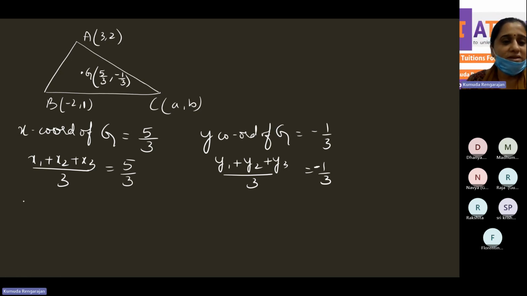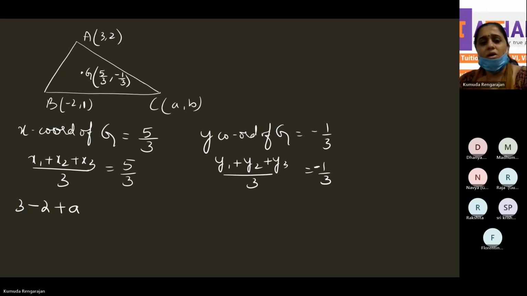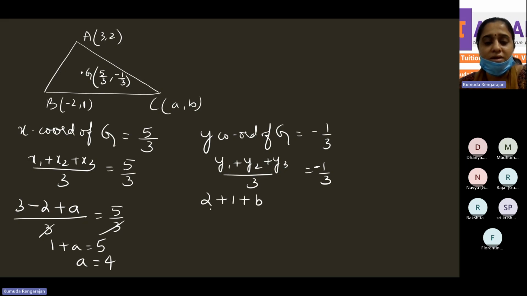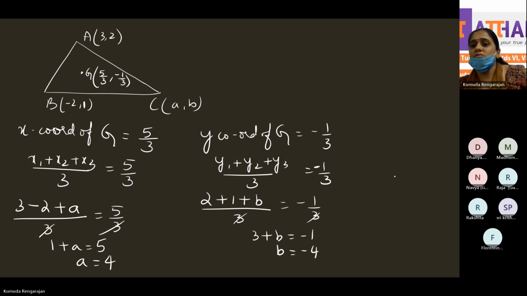So what's x1? 3 minus 2 plus a. Okay, you can take this x3 itself also, or I've marked it a, so I'm taking a by 3 is equal to 5 by 3. So 3 cancels. So you get 1 plus a is equal to 5. A is equal to 4. Then y: 2 plus 1 plus b by 3 is equal to minus 1 by 3. 3 cancels. So 3 plus b is equal to minus 1. B is equal to minus 4. So C is given by 4 comma minus 4.